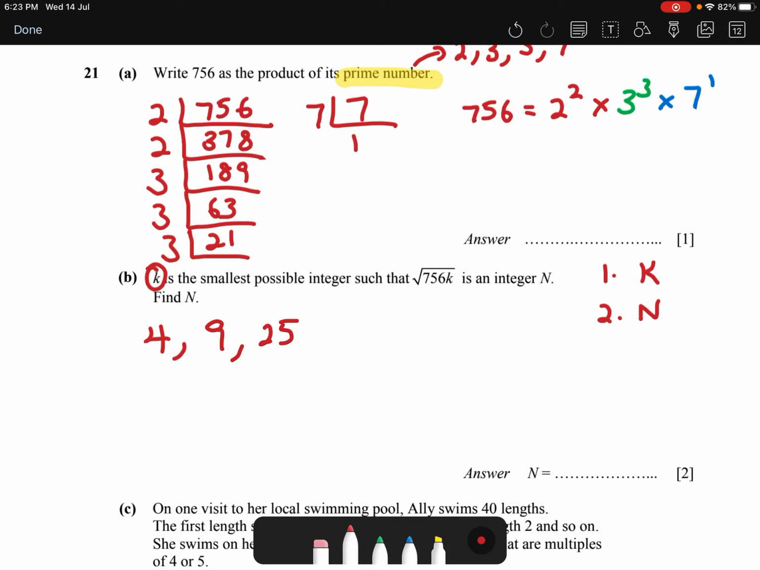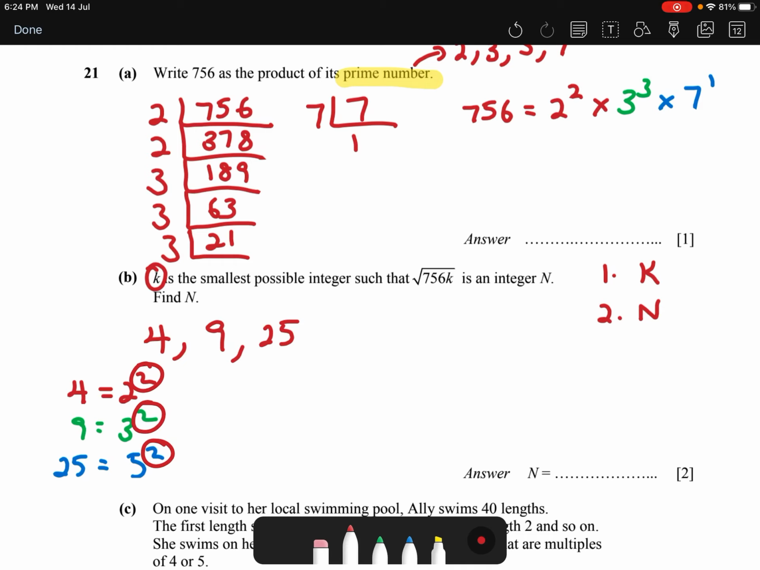If you look, I prime factorize all these numbers, 4, 9, 25, right? So 4 is equal to 2 squared. And of course 9 is equal to 3 squared. 25 is equal to 5 squared. Okay, so there's one very prominent thing that we can see, which is the power. You look at the power, it is 2 right here, 2 right here, and 2 right here, right? In order to square root it, your power must be a multiple of 2.